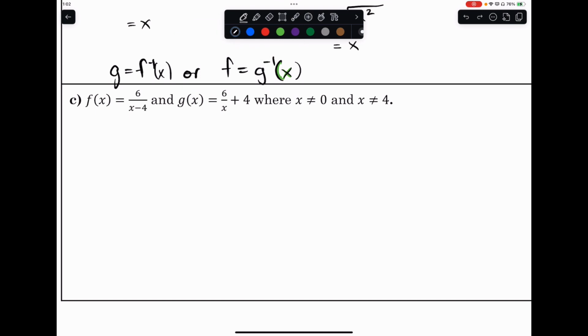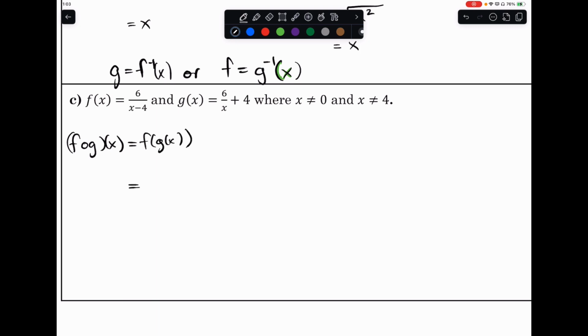And now let's look at the last example. Similar to example B, there are parameters telling us that x cannot equal 0 and x cannot equal 4, just for purposes of us being able to say that the inverse is going to be a function itself. So as long as we recognize this, and this doesn't affect how we determine if these two things are inverses. So let's get the composition of f of g.